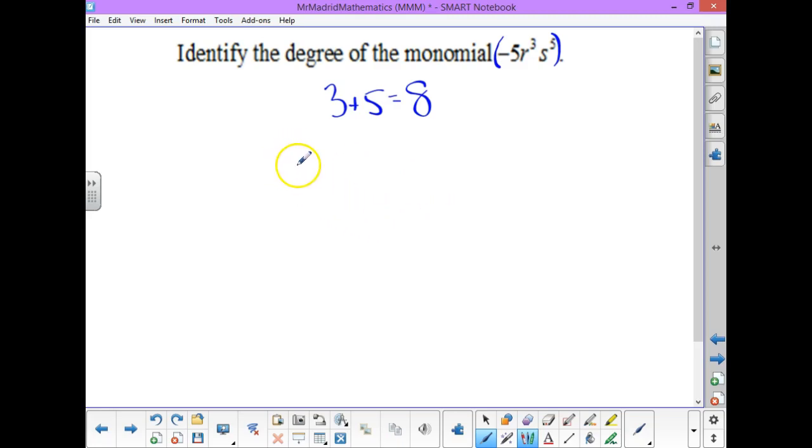Let's go ahead and use this little symbol like that. Degree is 8. And that'll be kind of our own little language. So the degree equals 8.